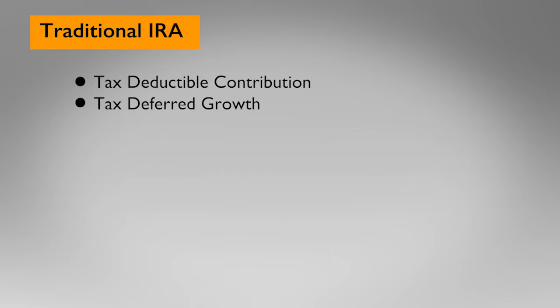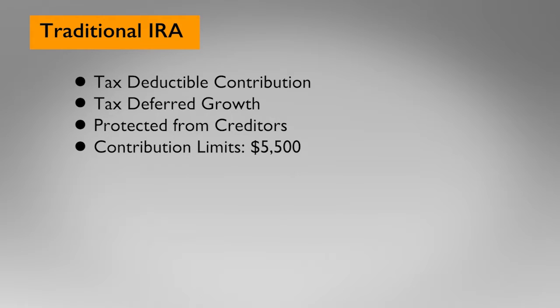The most basic individual retirement plan is the traditional IRA. Contributions to traditional IRAs are tax deductible, and the growth of the investment is tax deferred. The IRA is protected from creditors, meaning if you are sued, no one can take your retirement account away from you. The current maximum contribution limit is $5,500, and for those of you who are older than age 50, you can contribute an additional $1,000 as a catch-up contribution.